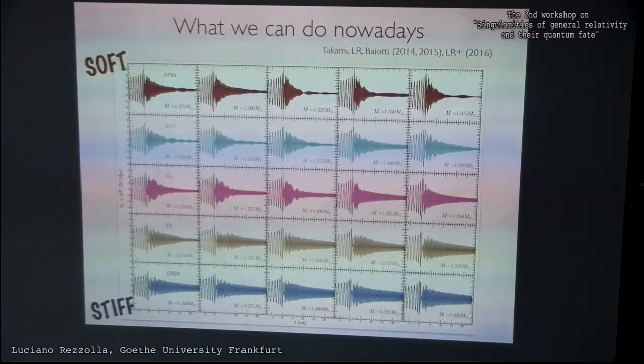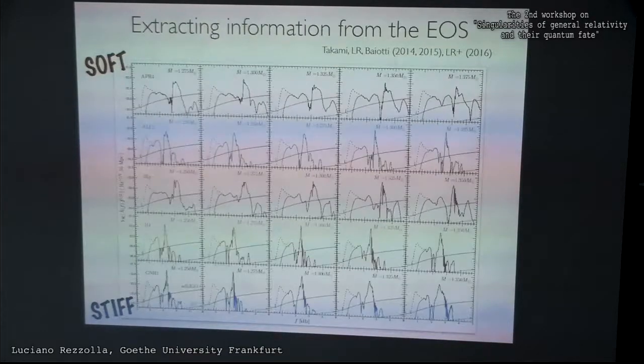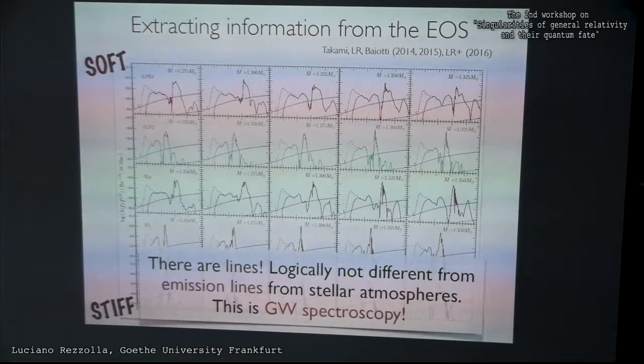Now, what you can also do is look at this same information in the frequency domain, and this is what you get. So this is the power spectral density of the same waveforms. I'm not asking you to appreciate anything here. The only thing I would like you to bear in mind, and I think it's important, is that these are lines.